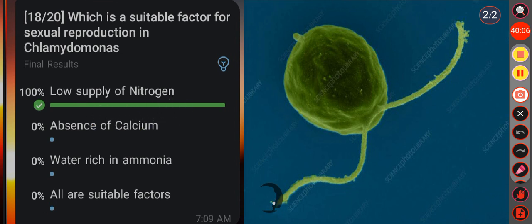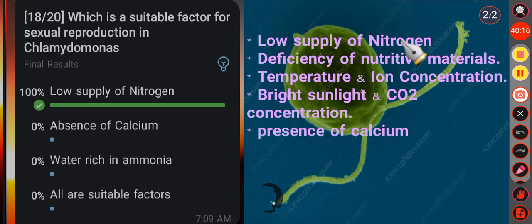We know in Chlamydomonas, sexual reproduction is controlled by certain environmental factors. These are low supply of nitrogen, deficiency of nutritive materials, temperature and ion concentration, bright sunlight and carbon dioxide concentration, and presence of calcium. So, in Chlamydomonas, sexual reproduction occurs under certain unfavorable conditions, generally due to the absence of nitrogenous compound in the medium.